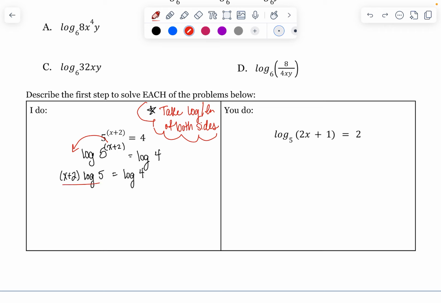So if I want to get x by itself, I'm trying to move away everything from my variable. So I want to get rid of my log 5. And it is being multiplied by my parentheses, so I'm going to divide both sides by log 5. What I have left is x plus 2 equals log of 4 over log 5.